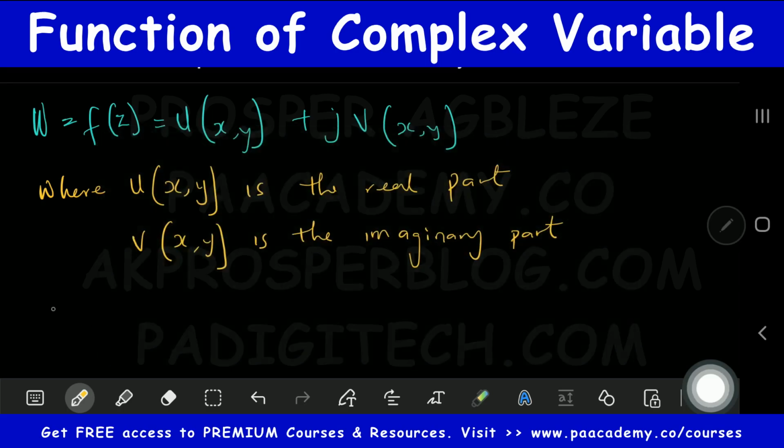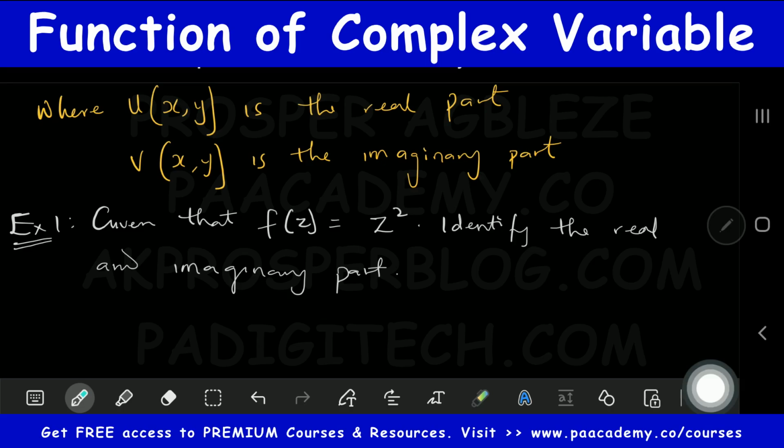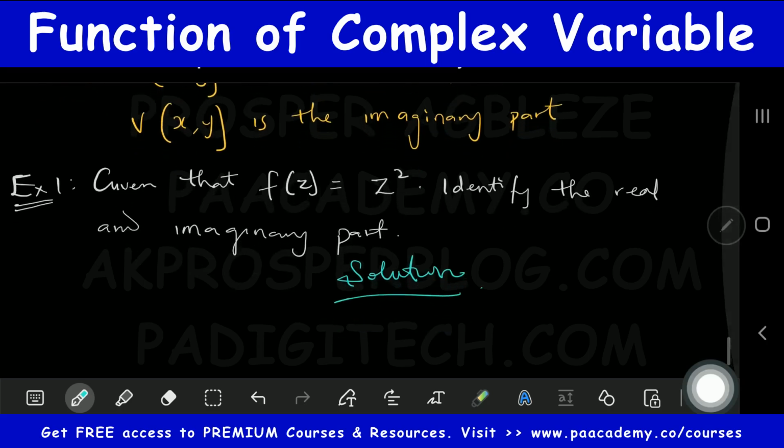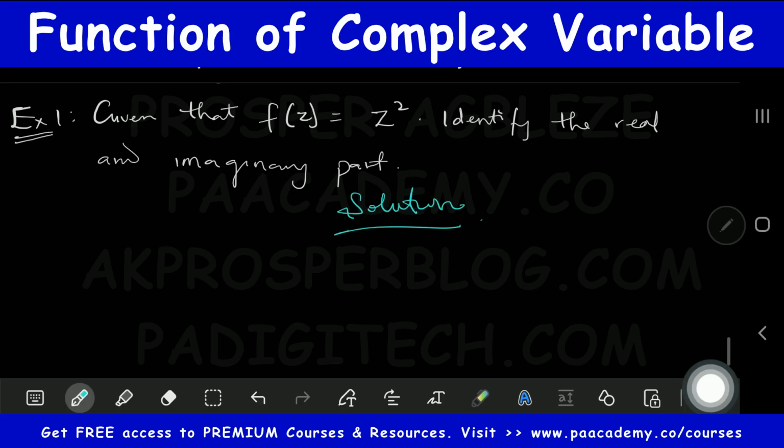Okay, so now let's look at this example. It says, given that f of z is equal to z squared, identify the real and imaginary part. So now let's do this together. This video is a continuation of our video series under complex numbers. So if you missed that part, I will encourage you to watch those previous videos before this, so you can have a proper understanding of some of the things we are going to be doing right here.